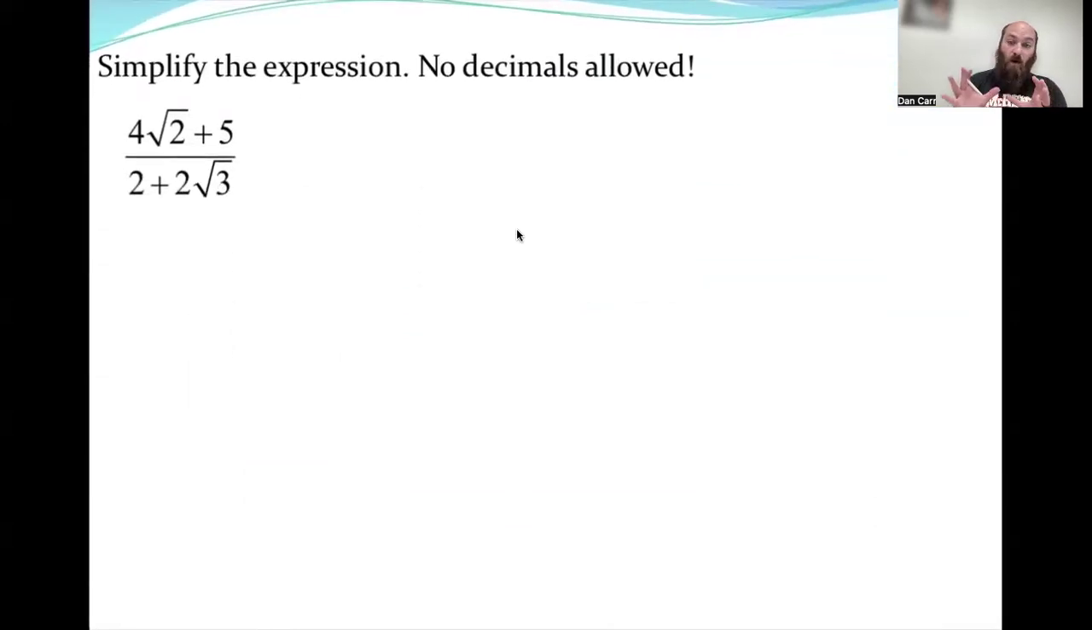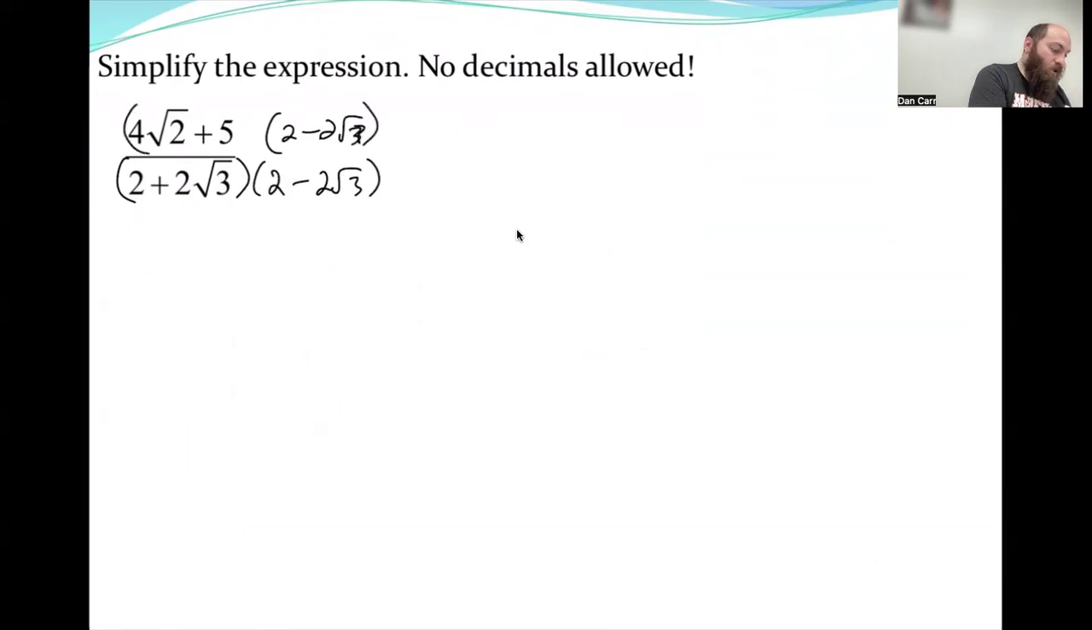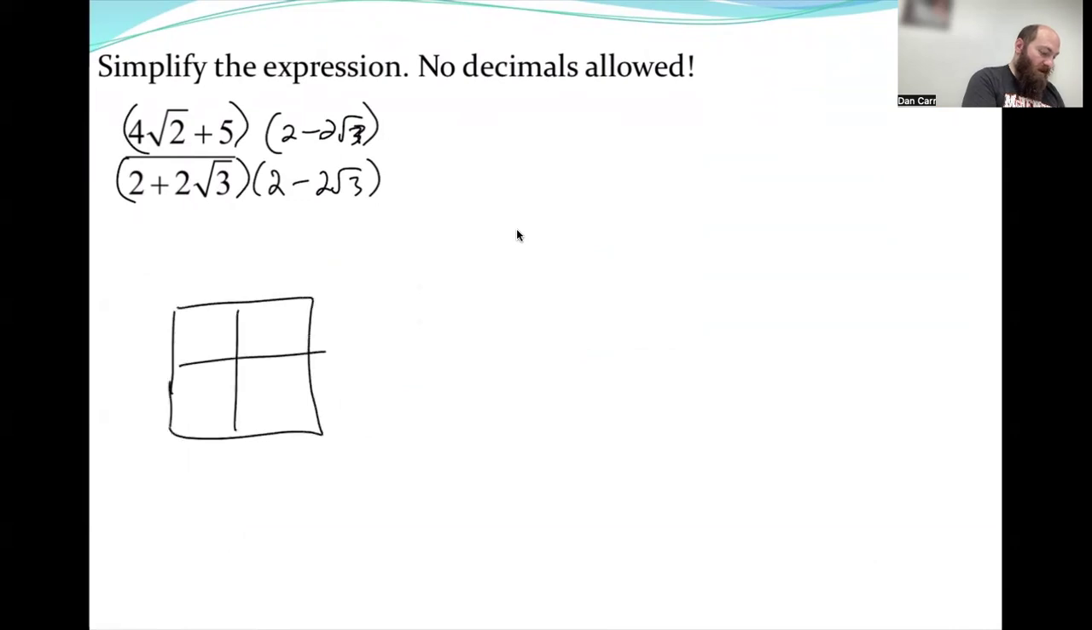Okay, so let's do one more. And again, we're looking for the conjugate in order to make this work a little bit better. So when I do this, I'm going to take 2 minus 2 root 3. And I need to do that to the numerator as well. So notice I'm going to be doing two sets of distributions here. So my first set, I would do my numerator, do my box-like method right here. That's 4 radical 2 and 5, and 2 and negative 2 radical 3.